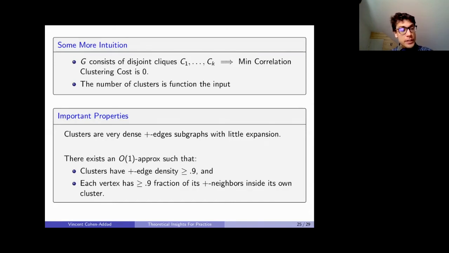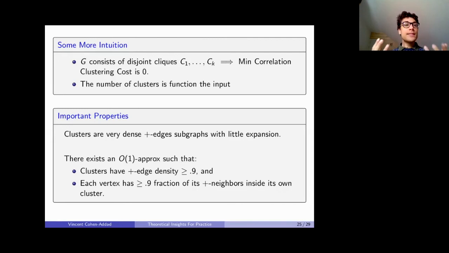Okay, so what do we really want? Let's think about this objective function and what we are really after. We really want very dense plus-edge subgraphs that have very little plus-edge expansion, right? Why? Because there is a constant factor approximation such that all my clusters have plus-edge density very close to 1, let's say larger than 0.99.